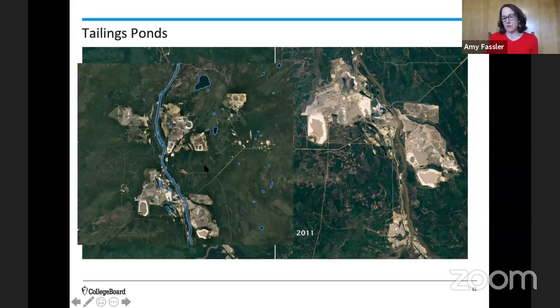This is a Google Earth image that I took just yesterday. So just to orient ourselves, this part right here of the current Google Earth image is this area that you're looking at.